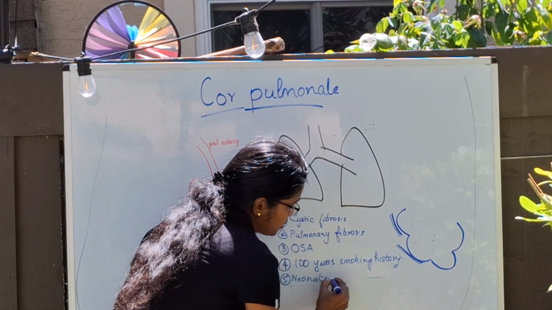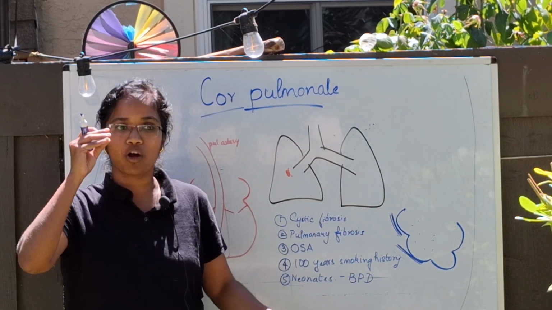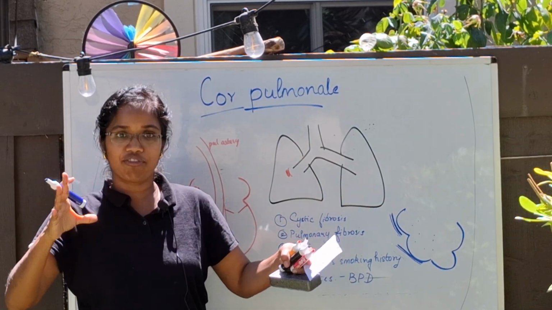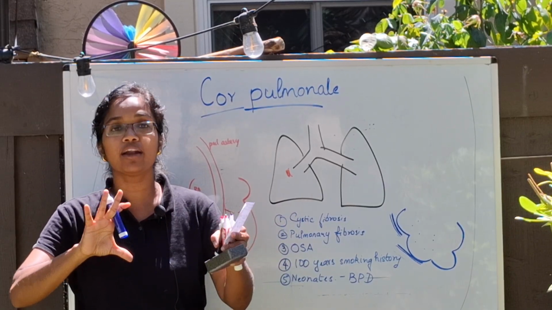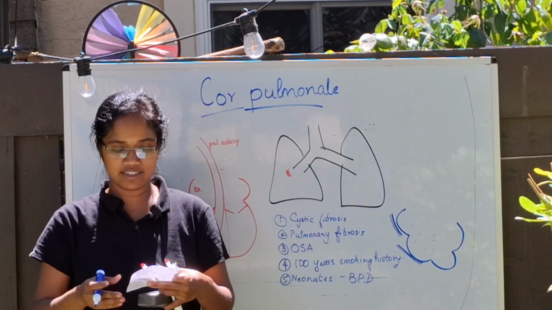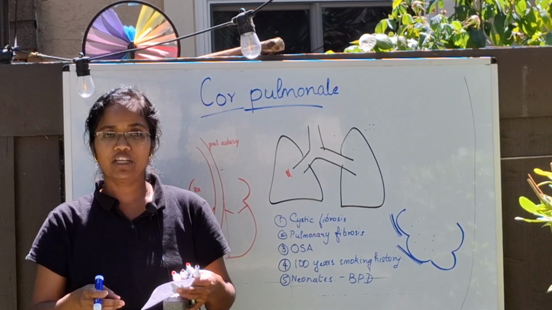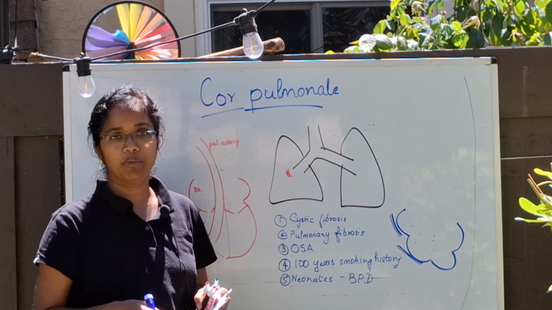Neonates can present with bronchopulmonary dysplasia. As the name says, the bronchus and that entire framework, as well as the pulmonary system adjacent to it, are dysplastic, and naturally it is not getting oxygenated well and it is undergoing vasoconstriction. So this is what you should know about cor pulmonale.